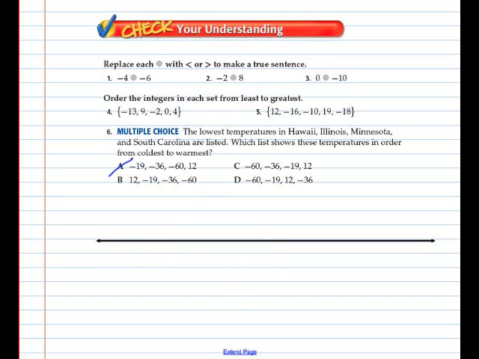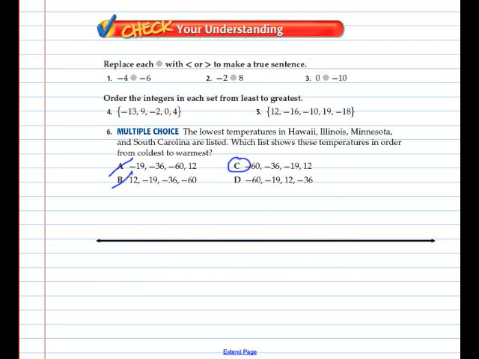Choice B. 0 here again. We have 12. Then we go to -19. So again, that's a greatest to least. So we can eliminate that choice. C. 0 here, -60, -36, -19, and 12. From least to greatest. That would appear to be our correct answer.